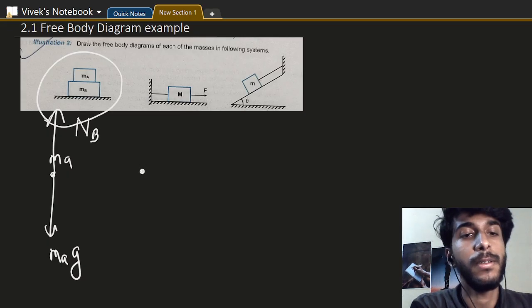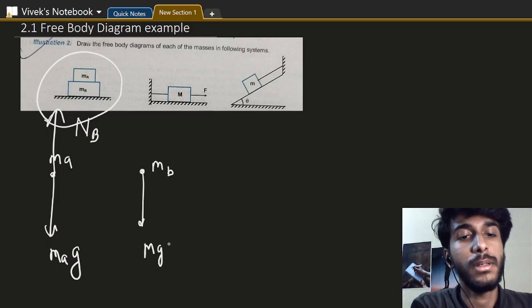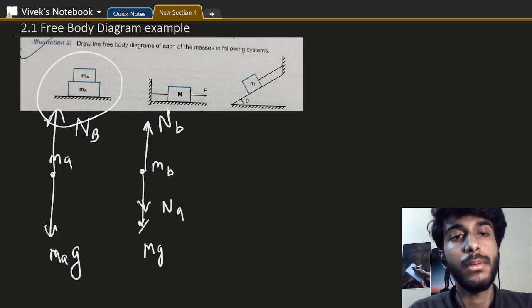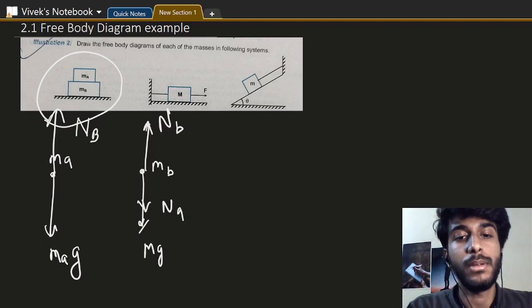And now if we consider the Mb that is kept downward, Mb g will be applied in downward direction. Okay, and normal reaction by A will be applied downward, because A is kept upward on it, and in upward direction NB will be there. So this is the free body diagram of the first example.